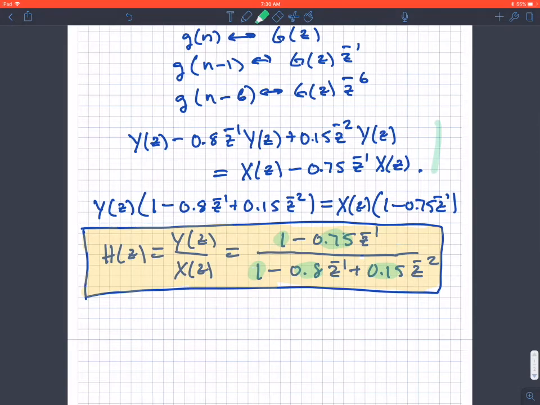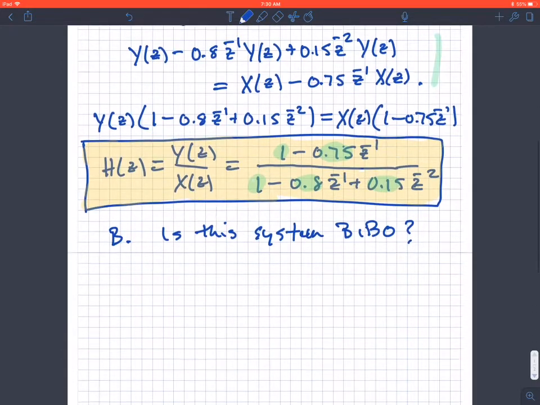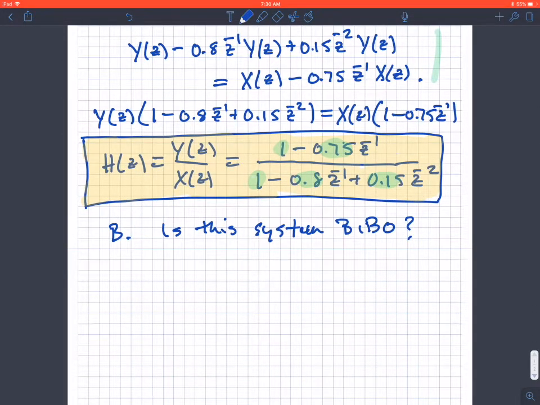Part B, we want to know, is this system BIBO? And the way we look at that is we look at the denominator of h of z.